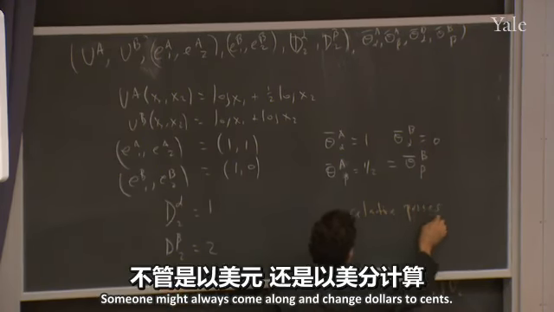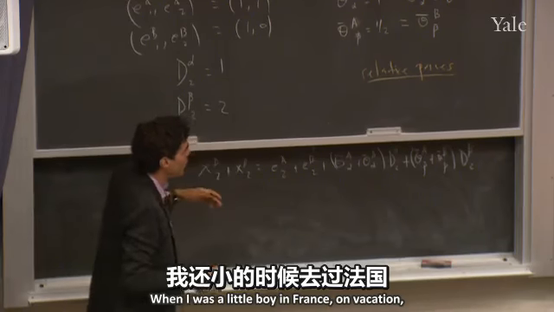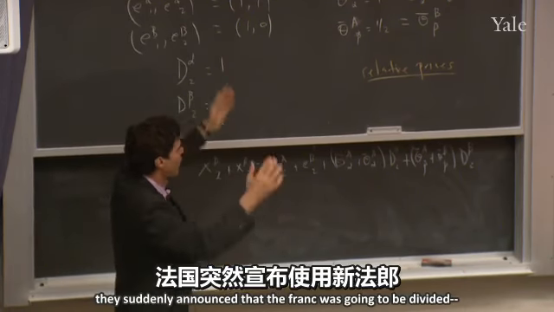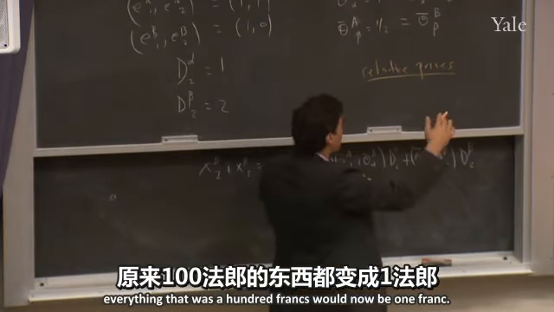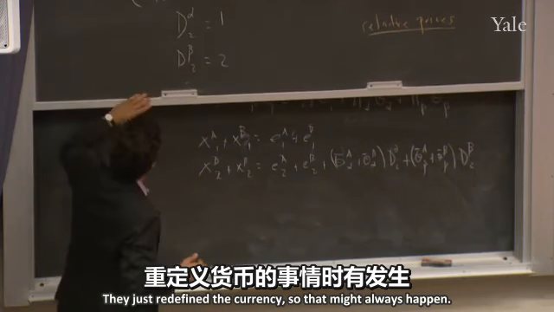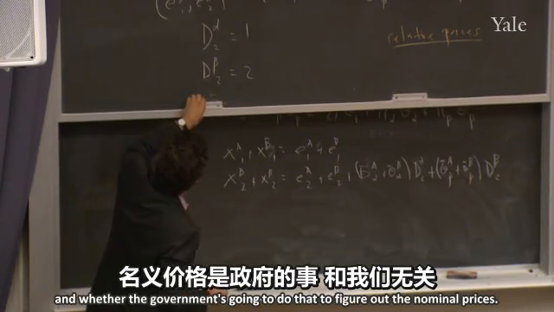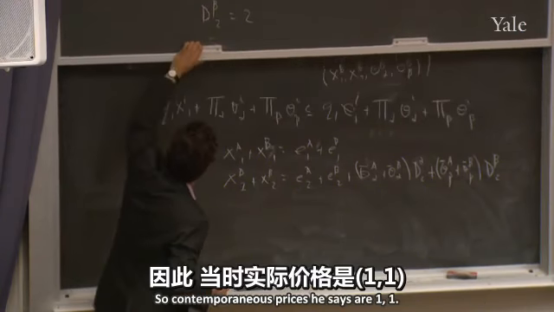Someone might always come along and change dollars to cents. When I was a little boy in France on vacation, they suddenly announced that the franc was going to be divided, so everything that was 100 francs would now be 1 franc. They just redefined the currency. So that might always happen. You have to have some theory of money and whether the government's going to do that to figure out the nominal prices.